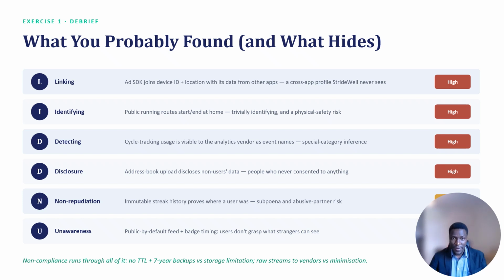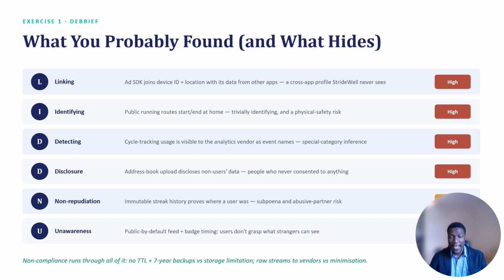Next, you have identifying. This is for the threats. One of the threats here is public running routes that start and end at home, identifying people trivially. And that's actually a physical safety issue, not just a theoretical one, because we are able to easily identify people's homes. Next, detecting. Cycle tracking usage is visible to the analytics vendor as event names, because the analytics vendor is actually able to track all this.